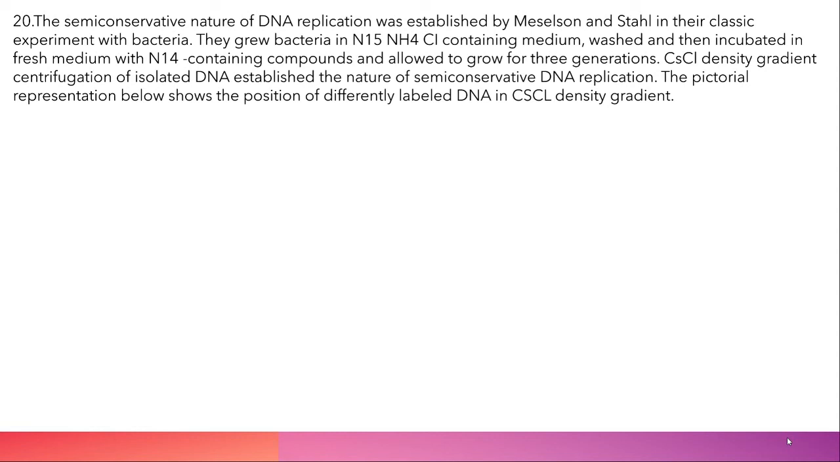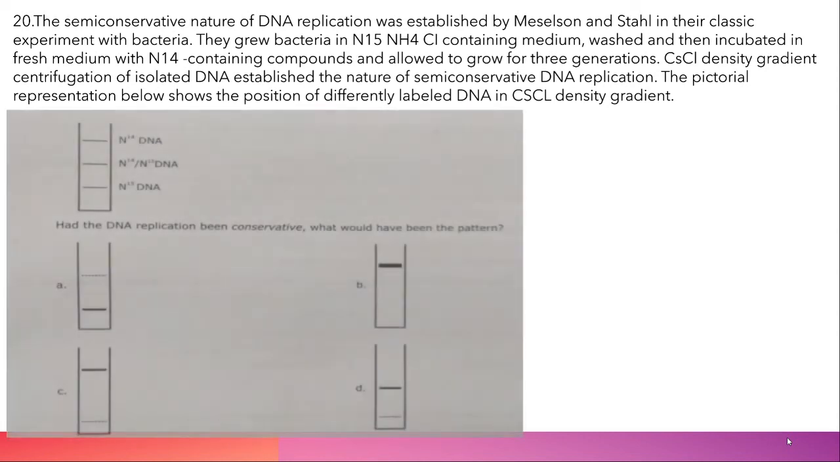The pictorial representation below shows the position of differently labeled DNA in the CsCl density gradient. That is, the first one is 14N DNA, the second one is 14N by 15N DNA, and the third one is 15N DNA. Had the DNA replication been conservative, what would have been the pattern? Here are the options: A option, B option, C option, and D option. So the correct option is answer C.